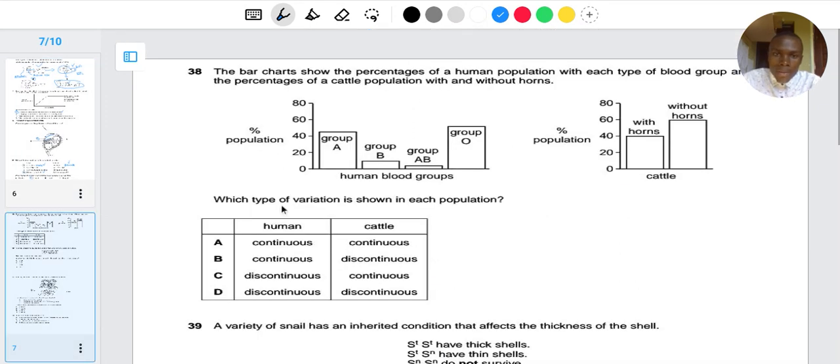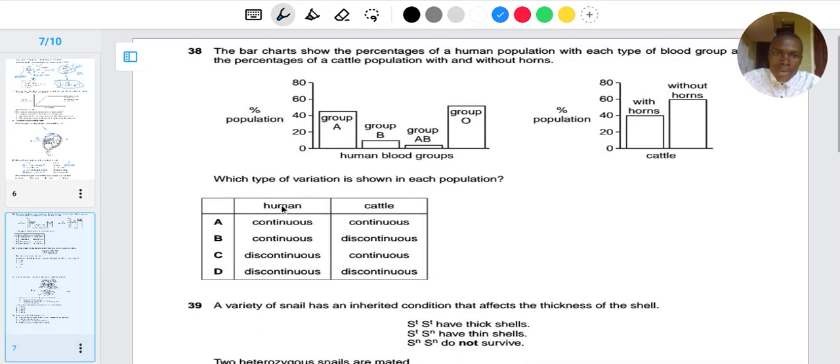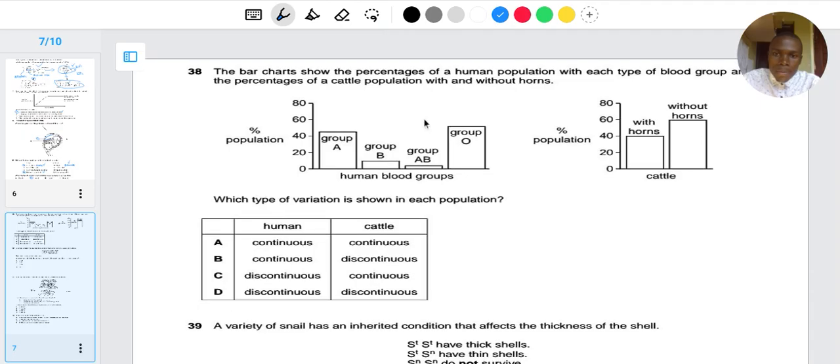The second one is just the same, and I think this one you can just try. Okay. The bar chart shows the percentages of a human population with each type of blood group, and the percentages of the cattle population with and without horns. So of course this one is going to show discontinuous variation because we're talking about blood groups, and this one is going to show continuous variation because we're talking about the horns having or not having.